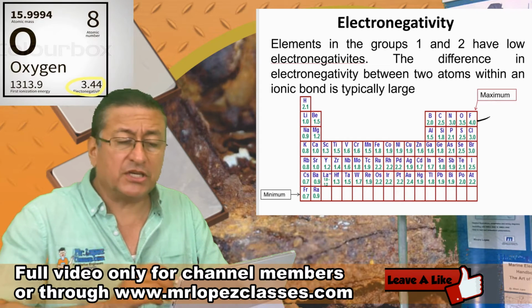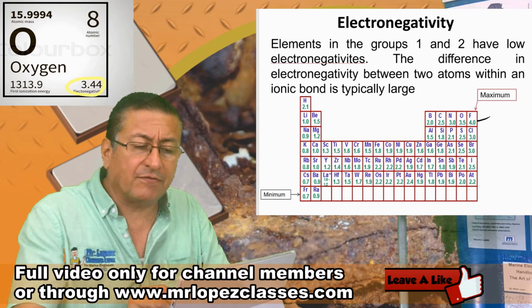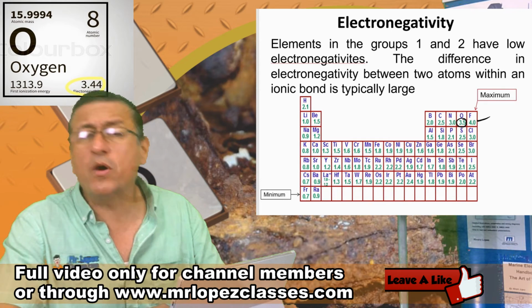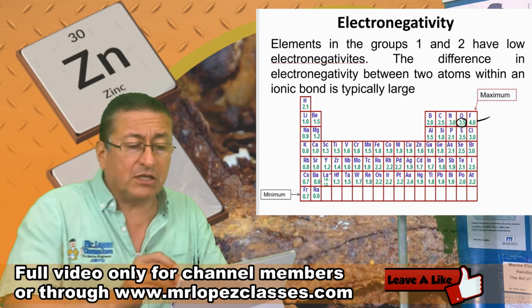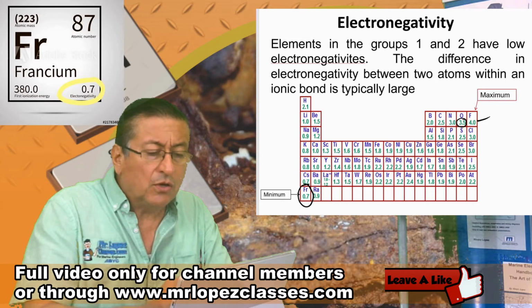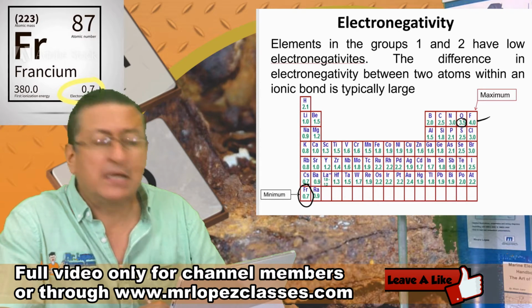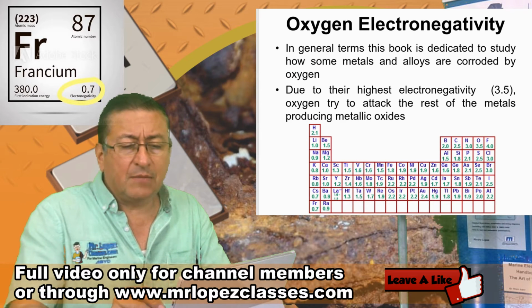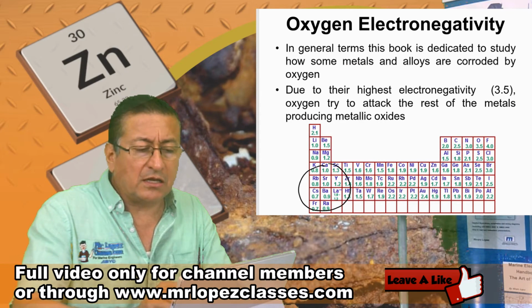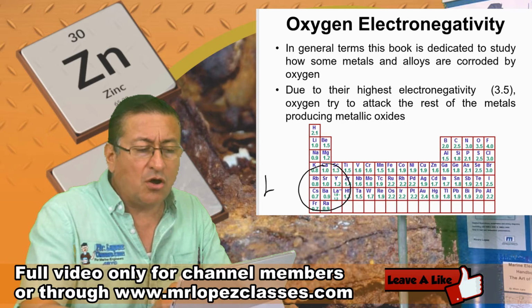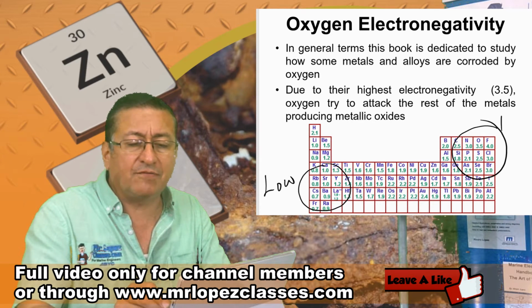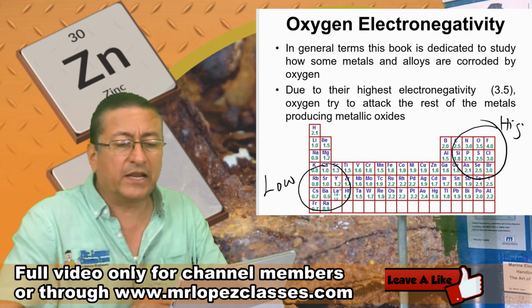What about oxygen? Oxygen has 3.5. It's high energy. What is the element with lower electronegativity in the periodic table? It's francium with 0.7 millivolts. In other words, the elements located in this corner have a low level of electronegativity, and the elements located here have the higher level of electronegativity.